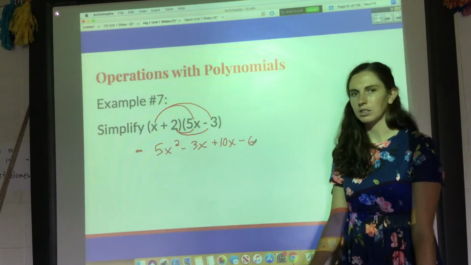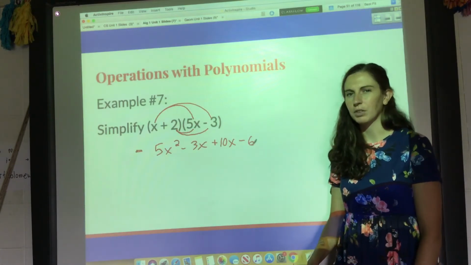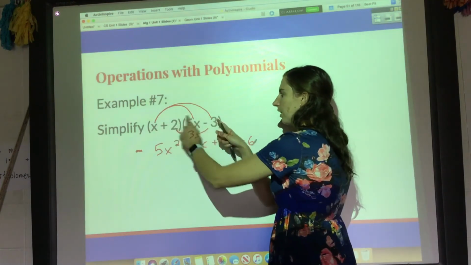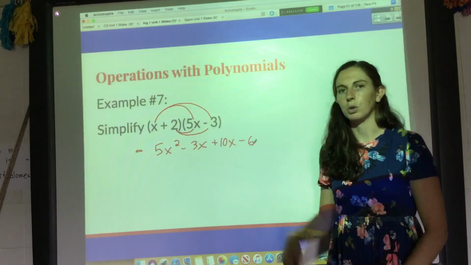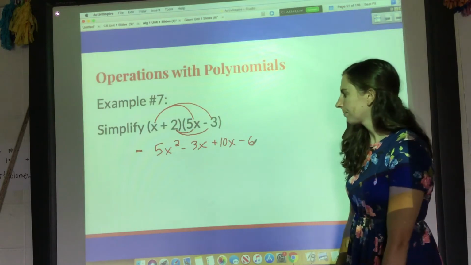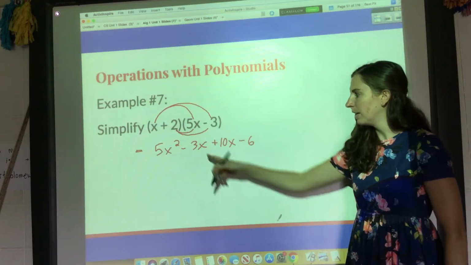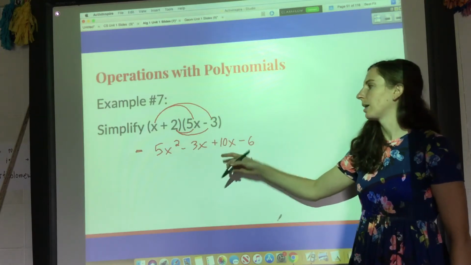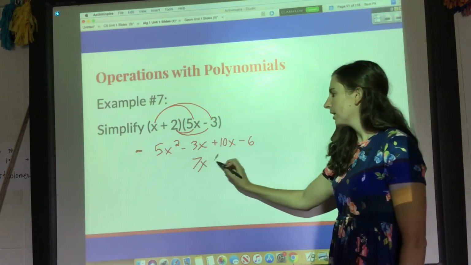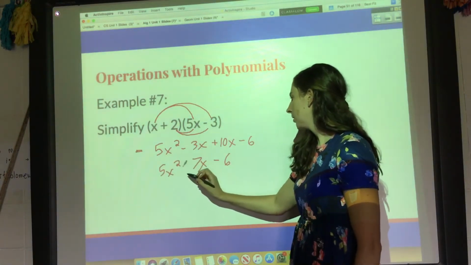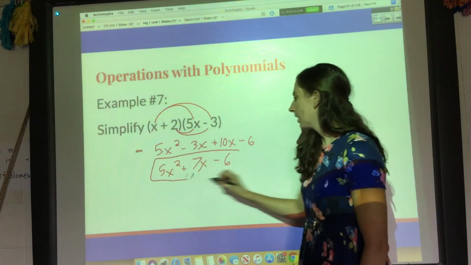Some people call this FOIL. You don't need to know that, but if you've heard FOIL, that stands for first, outer, inner, last, and it helps you remember all 4 of those things to multiply. All right, to finish this up, I do have a couple like terms. Negative 3x plus 10x makes 7x, but the rest will stay, the negative 6, the 5x squared. So that's my final answer.